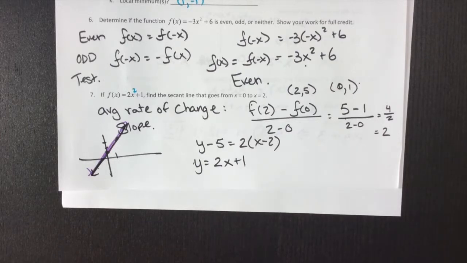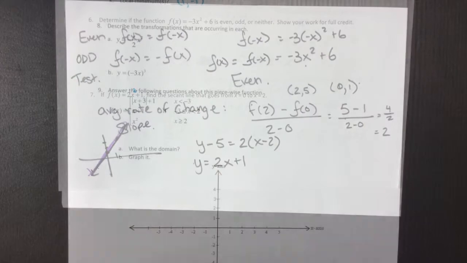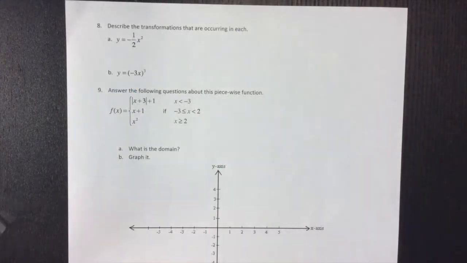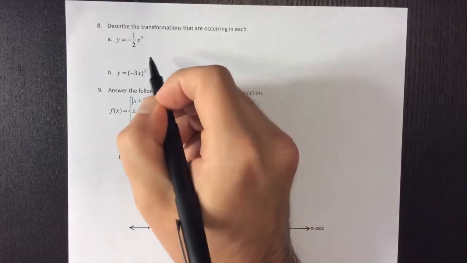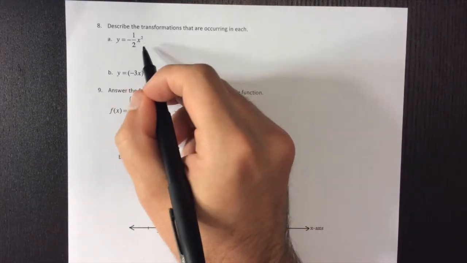We have a couple more problems to finish up with this level practice test. So moving on to problem 8, describe the transformations that are occurring in each. I want you to be able to list out all the ones that are happening.